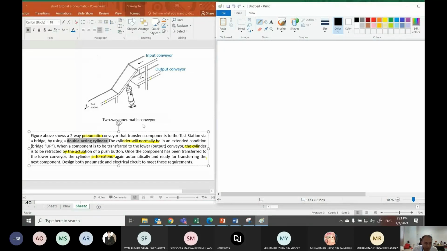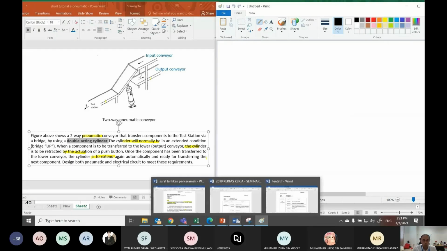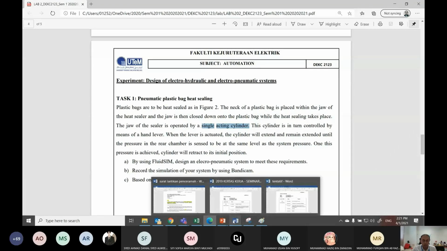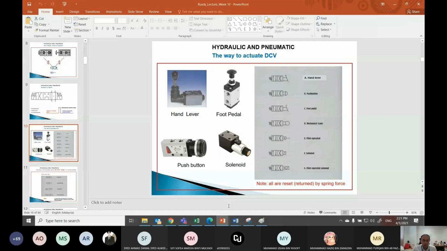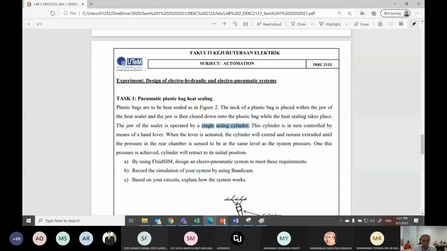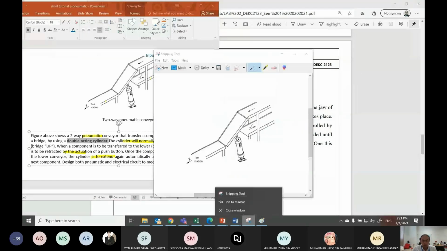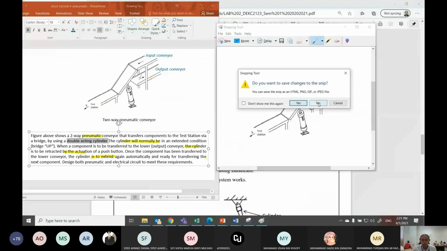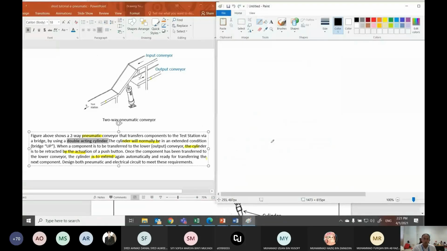So please take note that I have changed the question, because in your task 1 you have to use single acting, kan, single acting. So now for this example I want to specify it to be double acting lah. Okay, double acting. Okay, so you know that you have to use double acting.